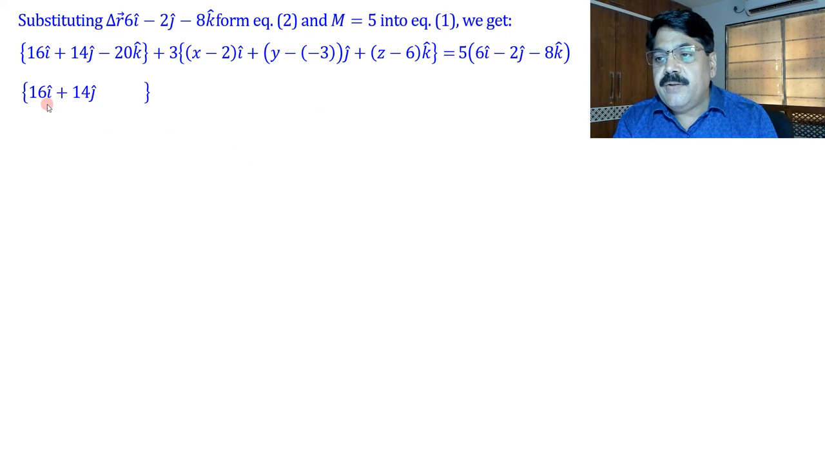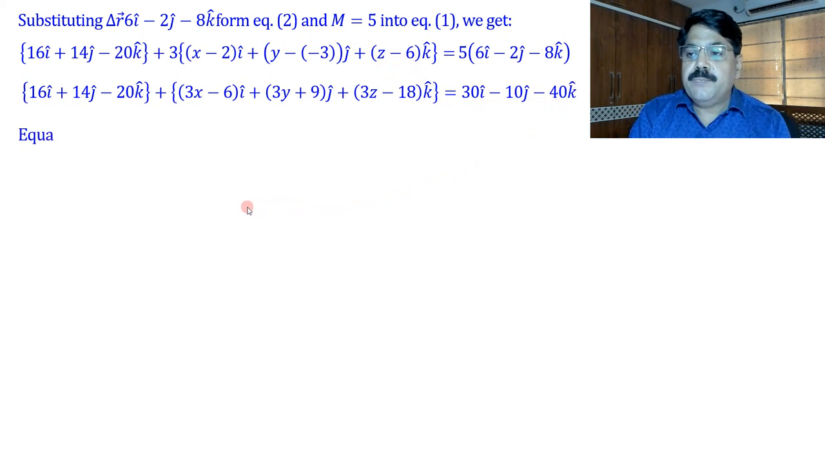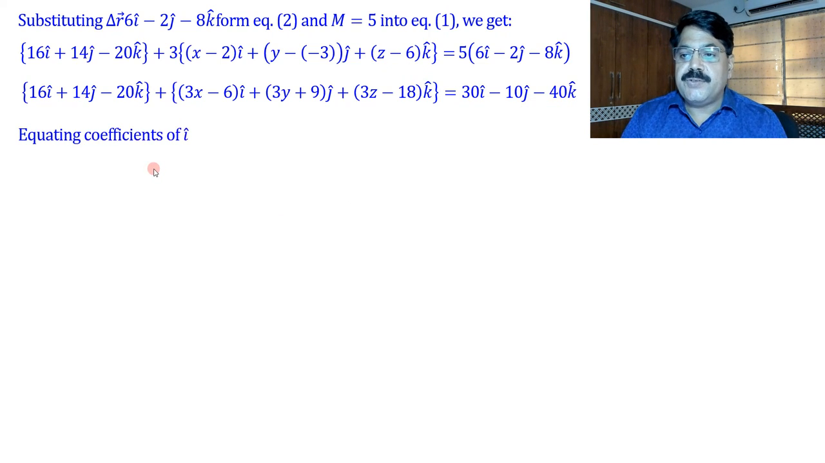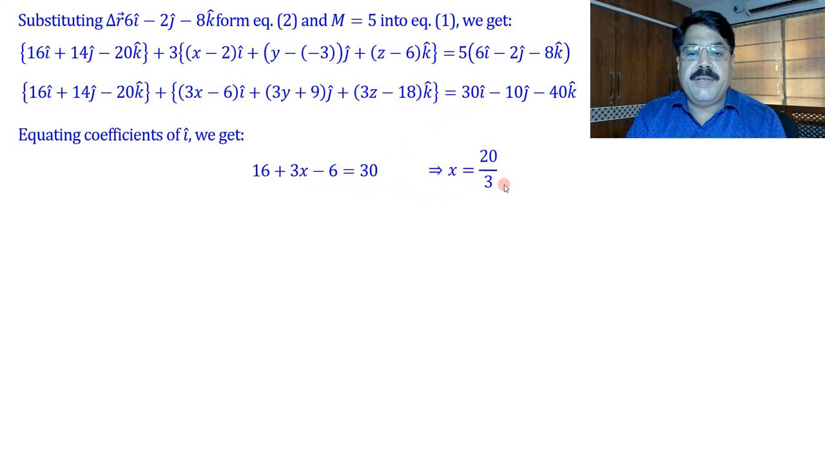So what do we get here? 16 i cap plus 14 j cap minus 20 k cap. This is 3x i cap minus 6, and it is 3y plus 9 j cap, and this 3z minus 18 k cap. Now what do we do? Equating coefficients of i cap on both sides, for the x coordinate, it will be 16 plus 3x minus 6 is equal to 30. And by solving this, x is equal to 20 by 3 meters.